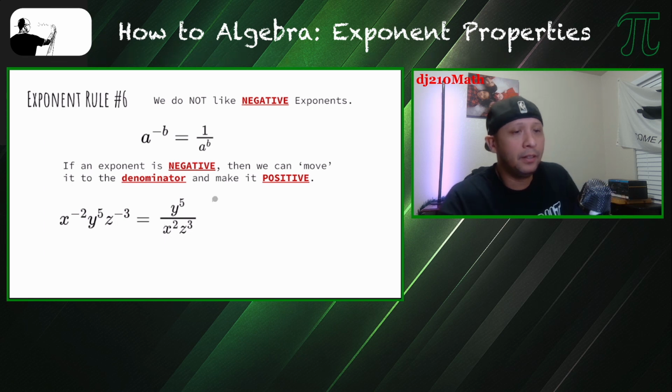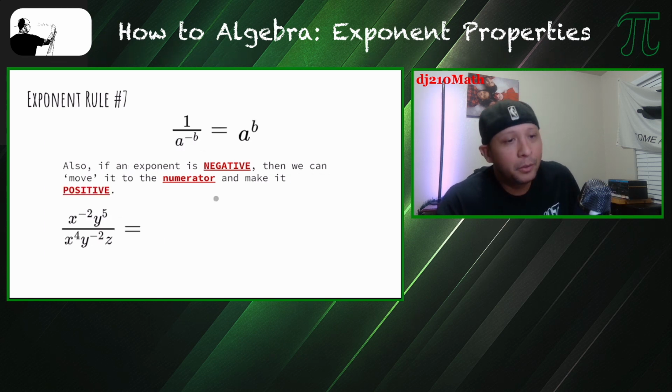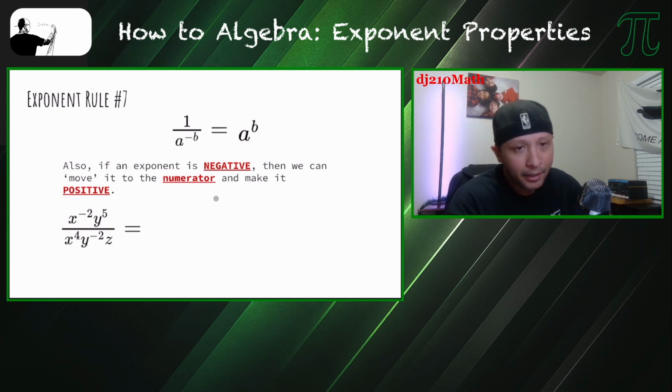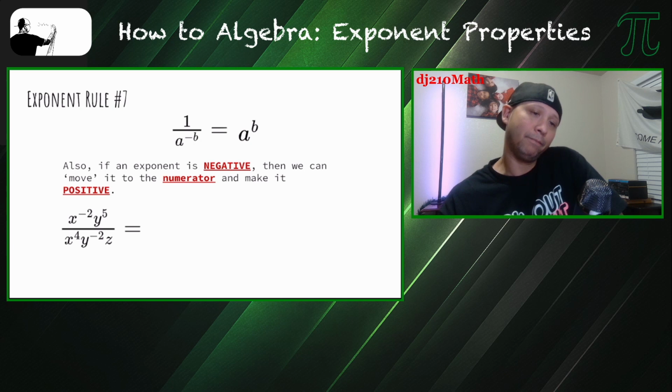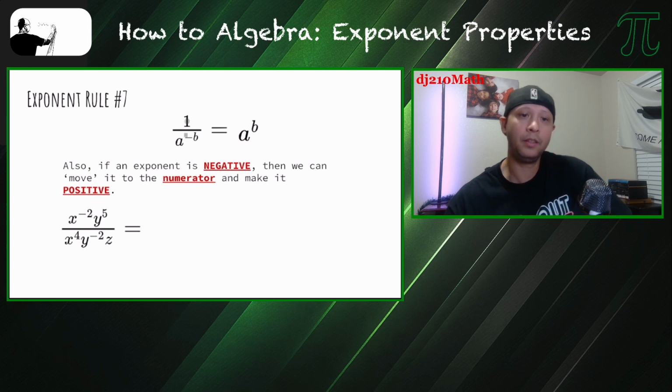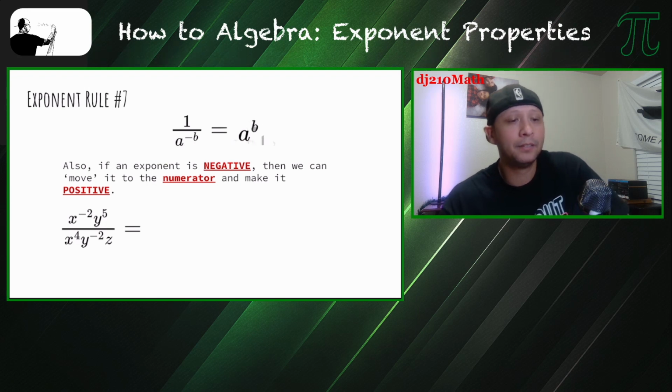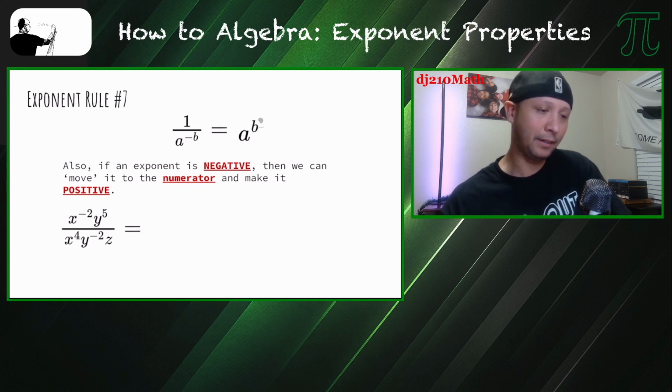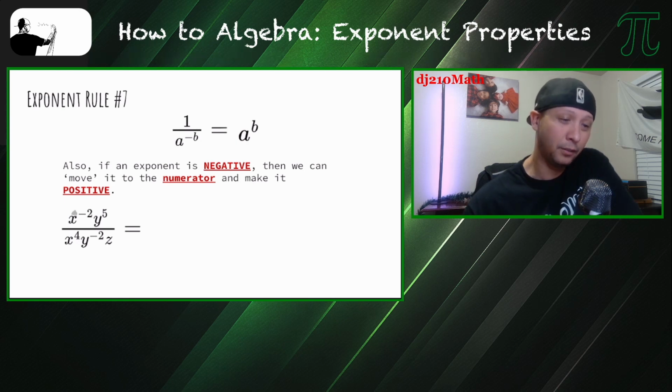All right, number 7. It's almost the converse of what we just said, right? So if we have a negative exponent, but this time in the denominator, then we can move it to the numerator and make it positive. So here we have 1 over a to the negative b power. Well, we can move this to the numerator, right? Because it's implied that it's over 1. So this is in the numerator for sure, and the exponent is positive. So here in the example, we have x to the negative 2, y to the 5th, all over x to the 4th, y to the negative 2, and z.